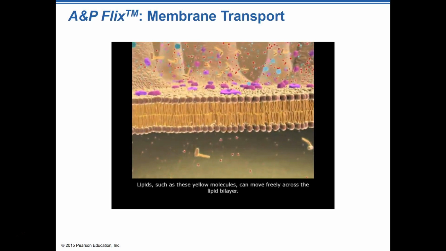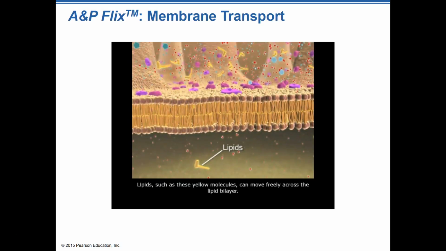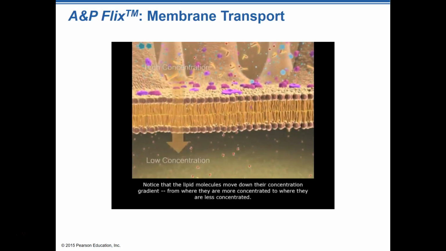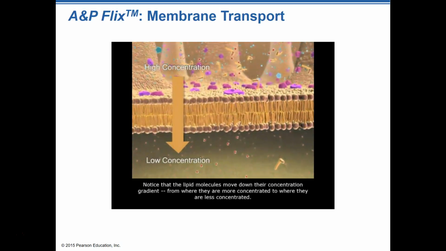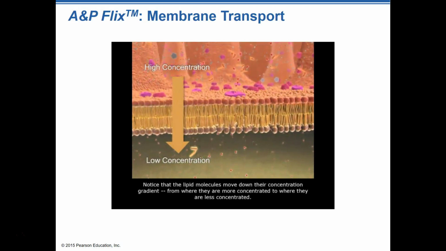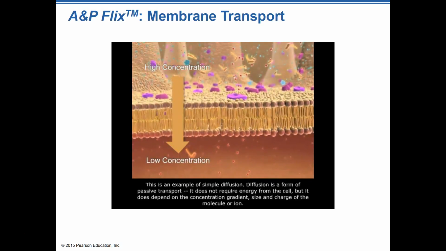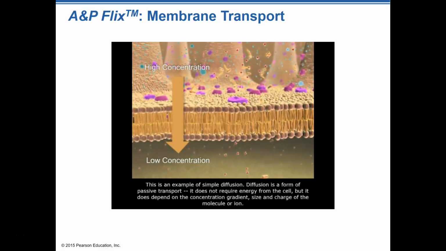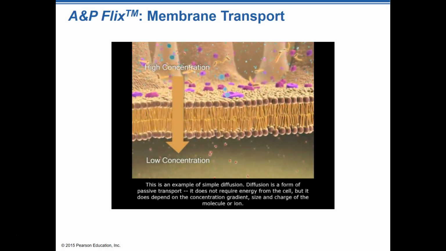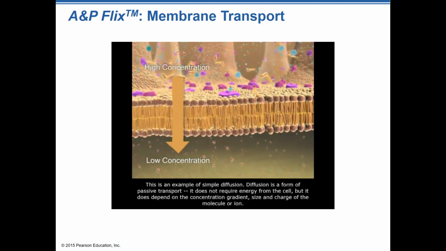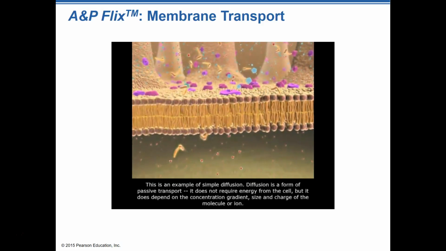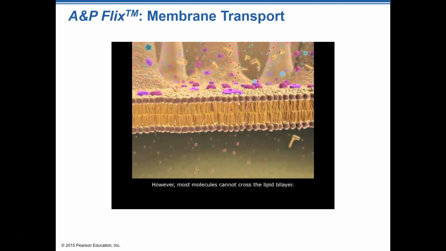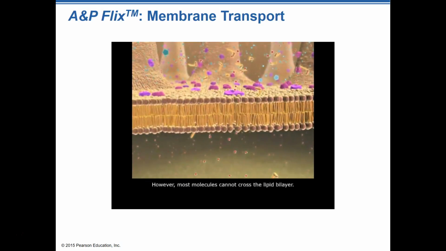Lipids, such as these yellow molecules, can move freely across the lipid bilayer. Notice that the lipid molecules move down their concentration gradient from where they are more concentrated to where they are less concentrated. This is an example of simple diffusion. Diffusion is a form of passive transport. It does not require energy from the cell, but it does depend on the concentration gradient, size and charge of the molecule or ion. We'll talk a little more about passive transport or diffusion here in a minute.